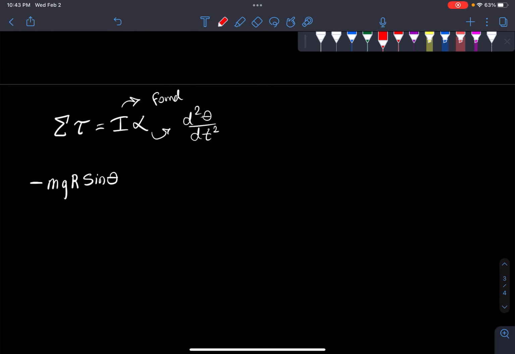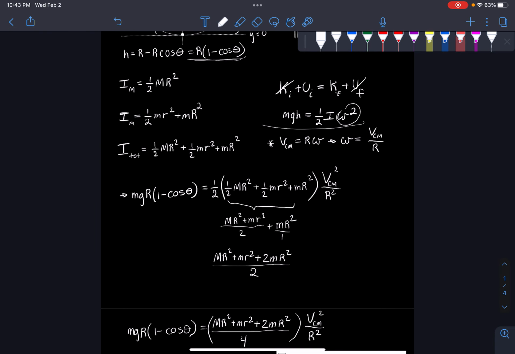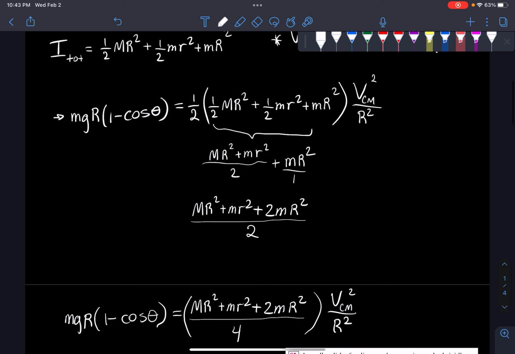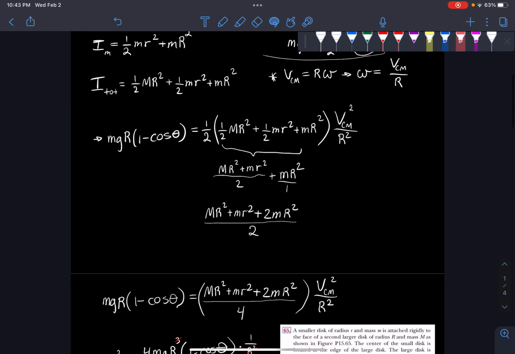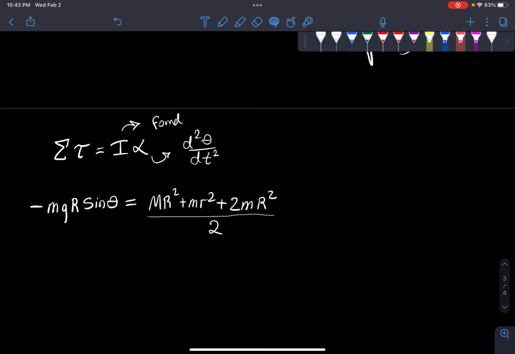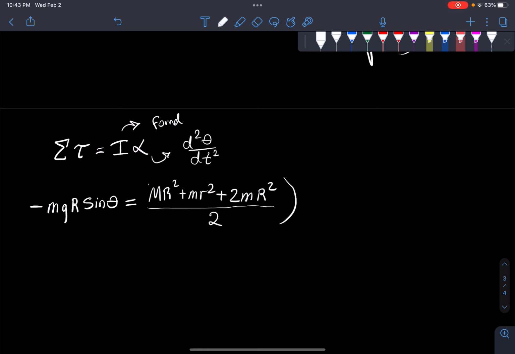So we have negative mgr sine theta equals I. I'm going to go back up here to where we found I, because it's the same I, the same moment of inertia. Okay, here's the total. And then I worked out the single fraction right here. So it'd be I times alpha, which I'm going to write as the second derivative of the angle with respect to time.